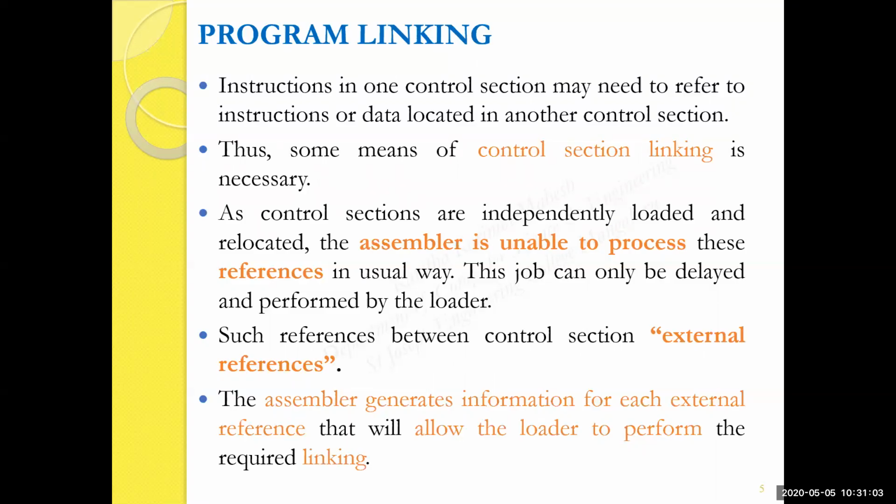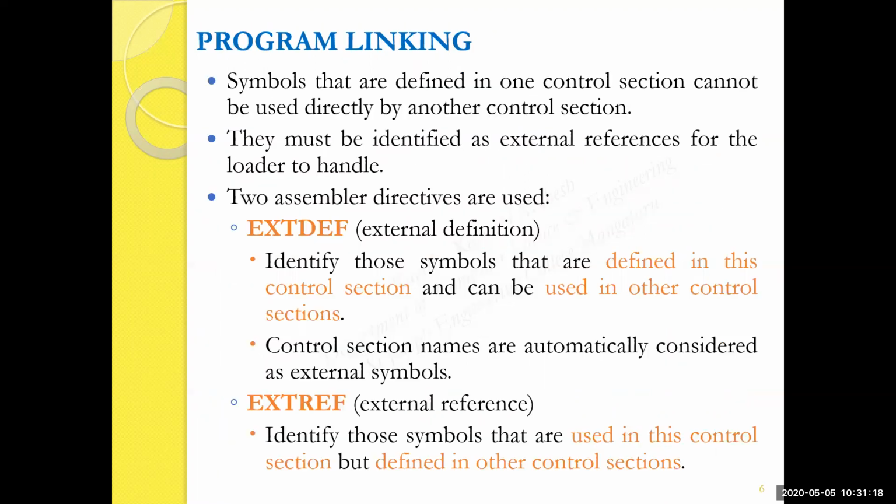We refer to such references between control sections as external references. And the assembler generates information for each such external reference, which will allow the loader to perform the required linking. In our earlier discussions on control sections, we have also seen that symbols that are defined in one control section cannot be directly used by another control section. That is, they must be identified as external references for the loader to handle.